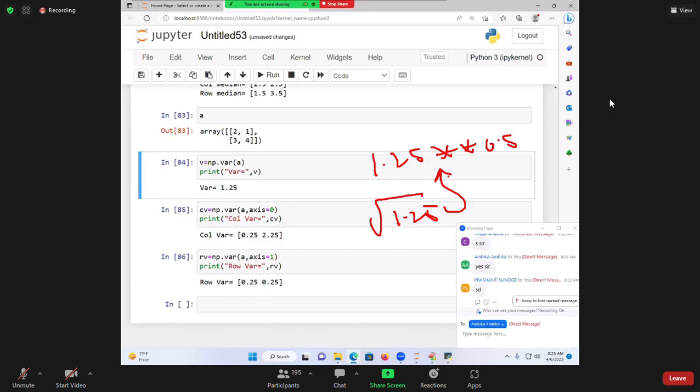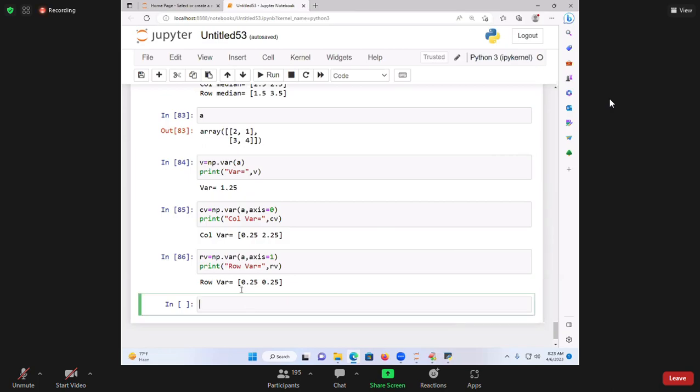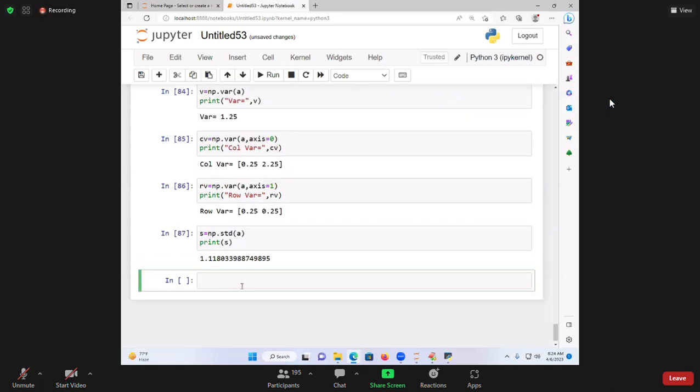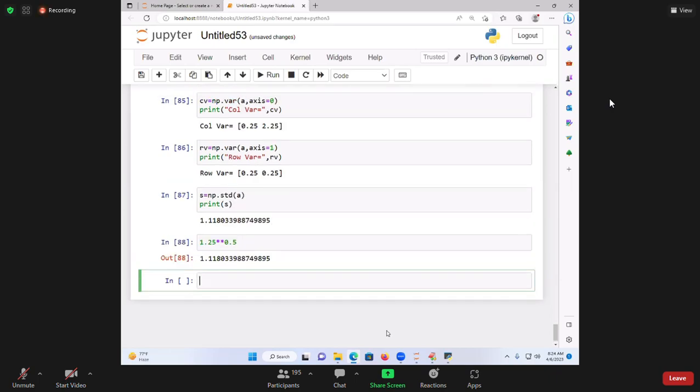Like this only we used to write now. Earlier, in the beginning days, we used the exponentiation operation. So 1.25 star star 0.5 gives the standard deviation. But we don't do that. Directly we'll do S is equal to np.std. std is a function. I'll pass A. Print of S. That is 1.11. You can print it also here, 1.25 star star 0.5. You will get the same answer, including decimals also.